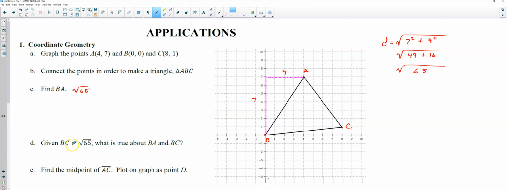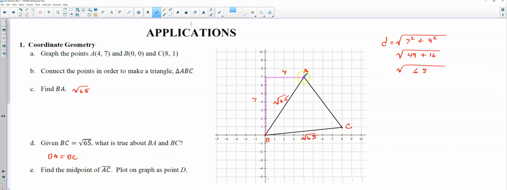Given that BC equals the square root of 65, so BC is the square root of 65 as well. So this is the square root of 65. This is the square root of 65. What is true about BA and BC? Well, that means that BA is equal to BC because it's not congruent. It's equal because you see there is no segment on top. So the distance from B to A is the same as the distance from B to C. So now that I have that, find the midpoint of AC.